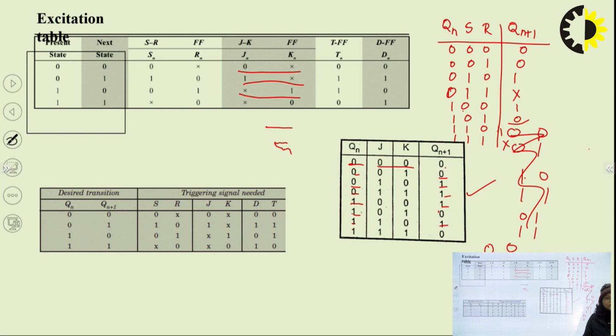Now using this combination, if we write previous state 0 and next 0, then SR will be 0 0 and 0 1, that is 0 cross. For previous state 0 and next state 1, SR will be 1 0.